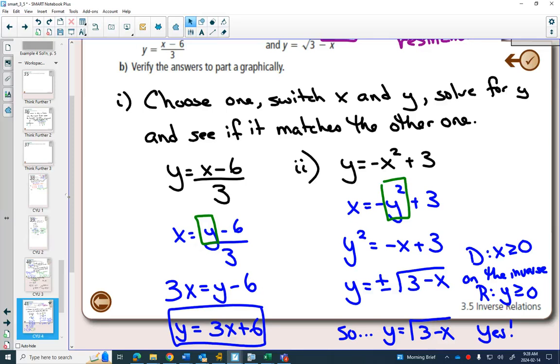Okay. I'm going to leave part B for you. If you want to find an old video of mine to check it, you can. To verify it graphically, you'd have to graph both of them and see that the x and the y coordinates have all been switched, that it's been a reflection over the diagonal line.